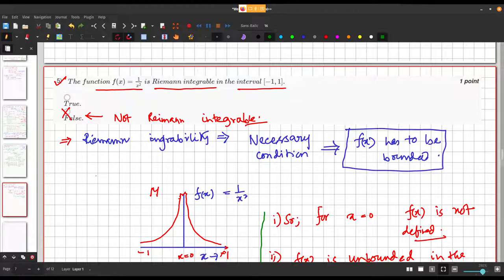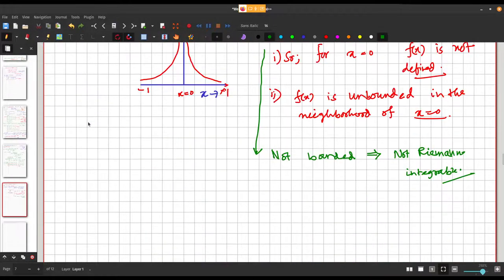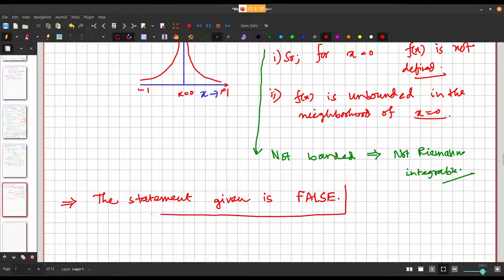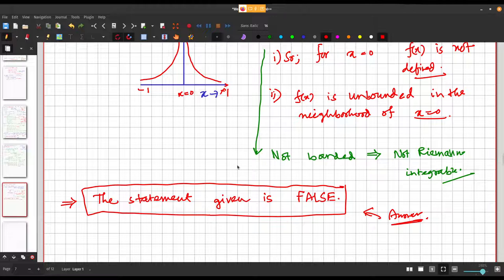Okay, sorry, I marked it in a wrong way. So false is the correct answer. So let me write it explicitly here that the statement given is false. And this is our answer. Okay, so is there any doubt? If not, then I'll move to the next problem.